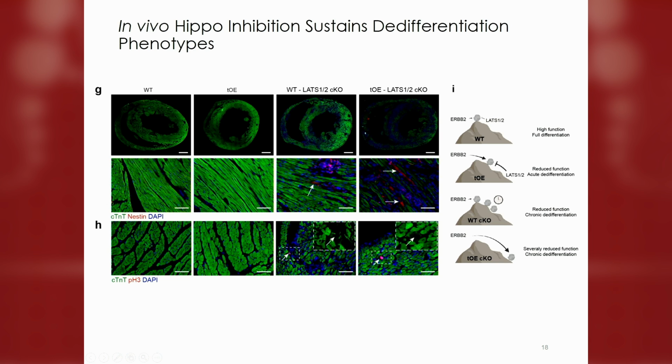So this is functional and histological analysis. This is the troponin staining. You see that with overexpression, again in the absence of HIPPO, basically the entire heart is de-differentiated. So there is this idea that ERB2 pushes the cells to de-differentiate and the HIPPO pathway tries to balance that. And if you disable the HIPPO pathway, the entire thing goes down the hill.